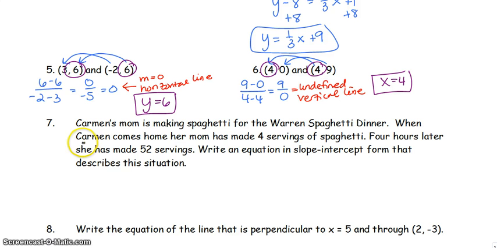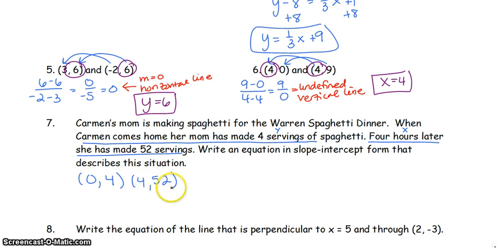So first, when Carmen comes home, her mom has made 4 servings of spaghetti. You've got to think about your independent and your dependent variable. How many servings she has is going to depend on how much time has gone by. Therefore, servings is the dependent variable, which is the y, and the time since she comes home, or the number of hours, is the x value. So hours is the x coordinate. She comes home and there's 4 servings, so 1 point is 0, 4. 4 hours later, she has 52 servings, so that's 4, 52.